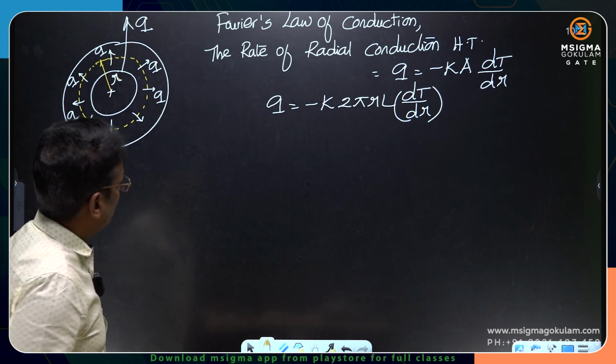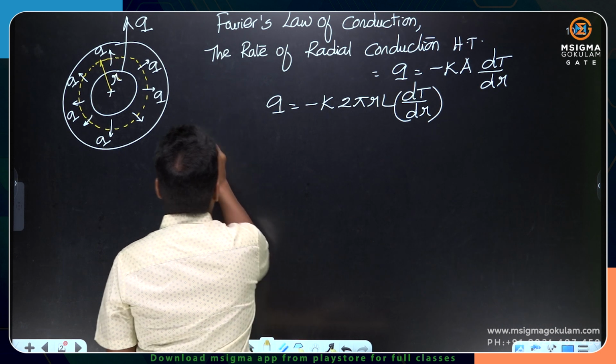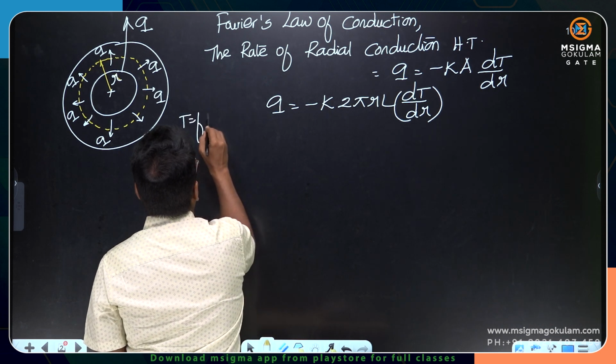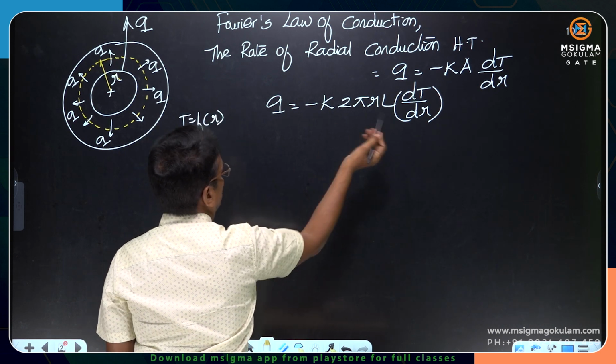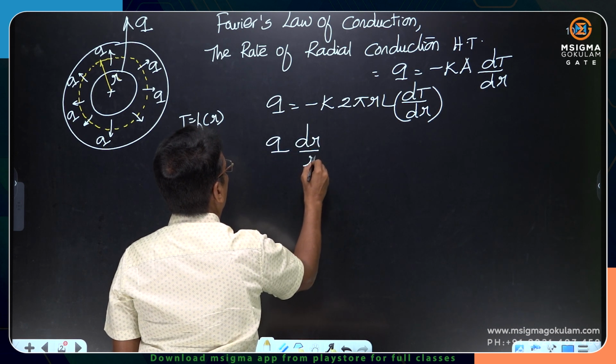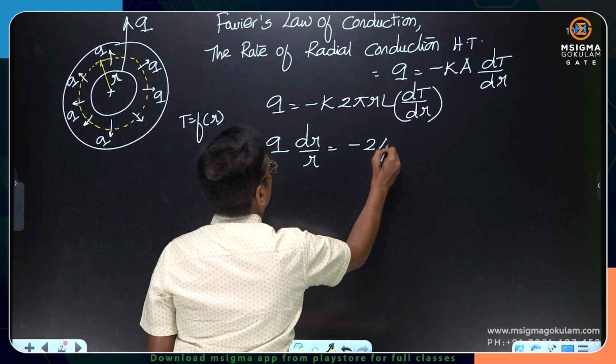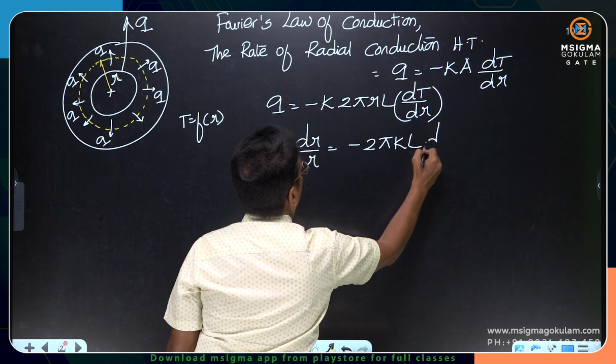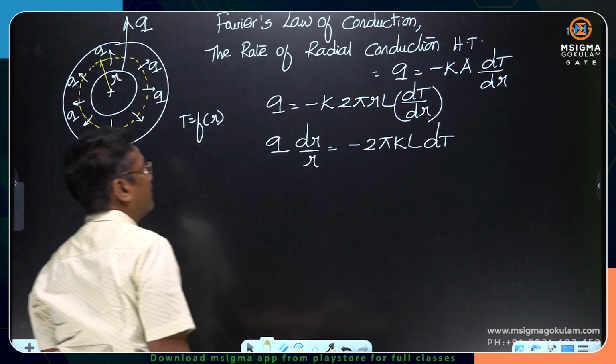Okay, L is the length of the cylinder. Now T is a function of R. Now I separate the variables R and T. We get Q into dr by R minus 2 pi KL into dT.